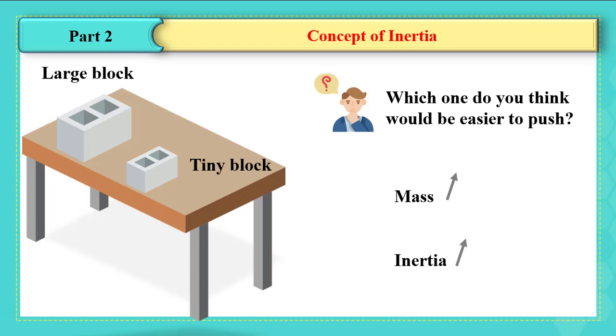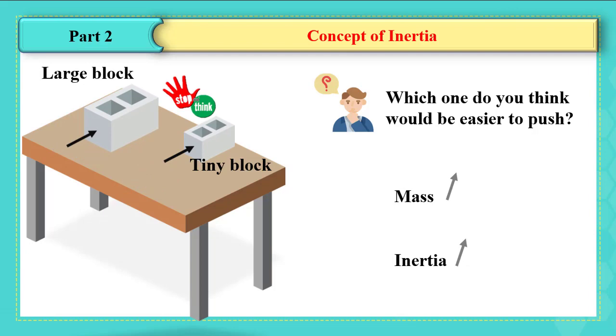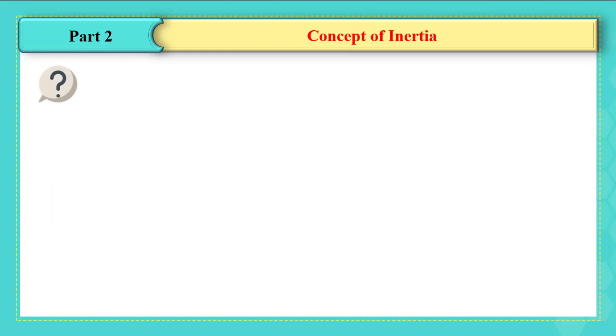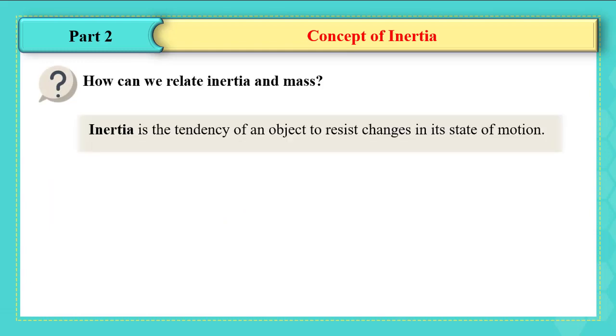So, if we apply equal forces to both of these blocks, the tiny block will move more easily. In physics, this means faster or greater acceleration. That means, in this case, it reaches a greater speed in the same interval of time as compared to the larger block. How can we relate inertia and mass? We have said that inertia is the tendency of an object to resist changes to its state of motion. As a result, inertia is related strongly to the mass.